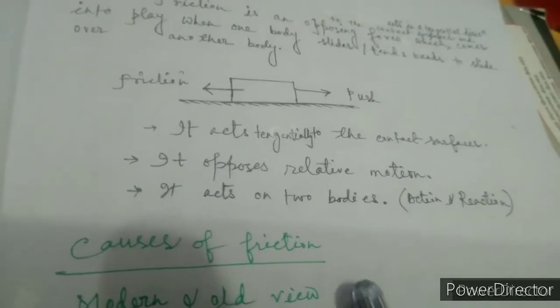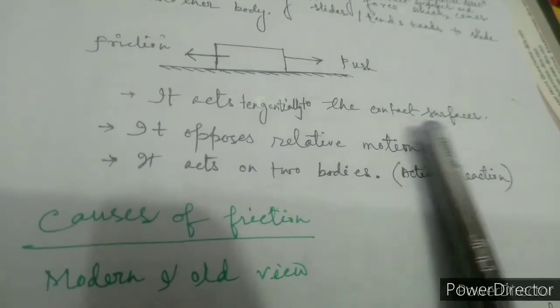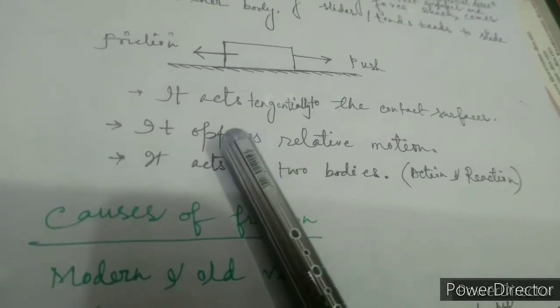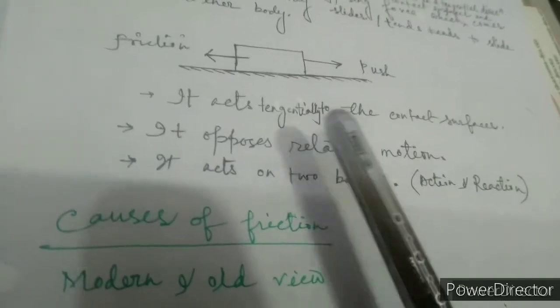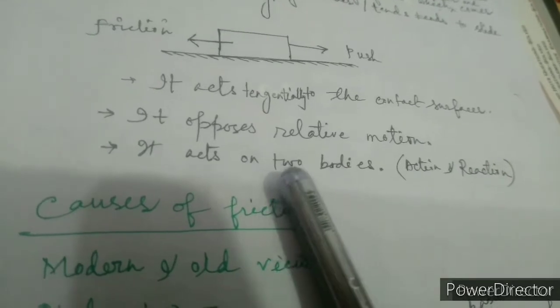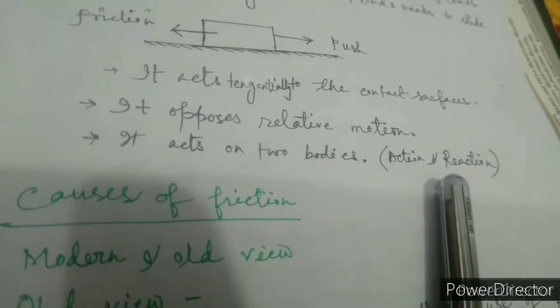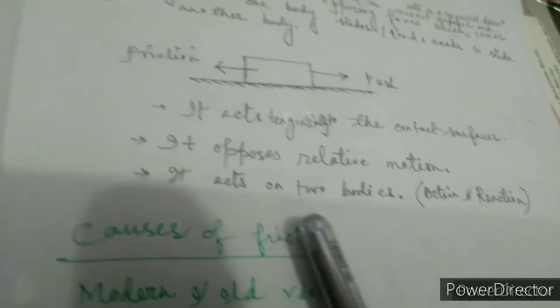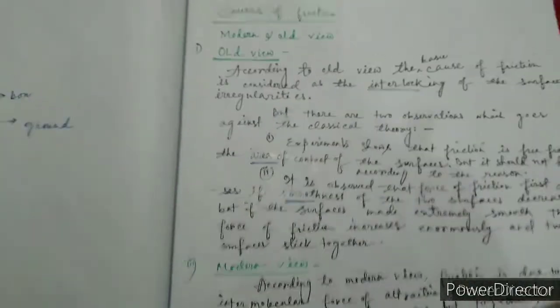Now there are some points. It acts tangentially to the contact surfaces. It opposes the relative motion and it acts on two bodies, that is the action and reaction. Understood?